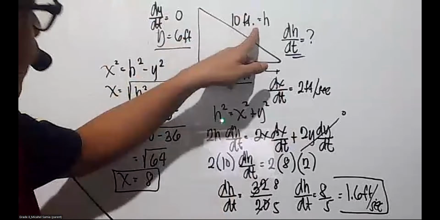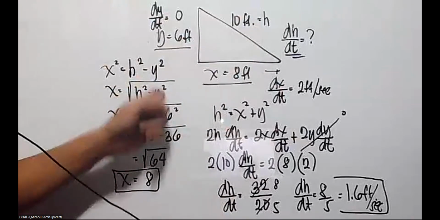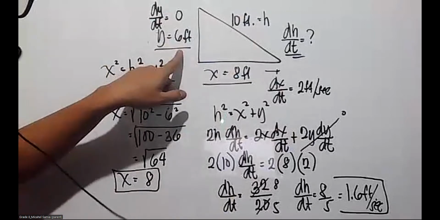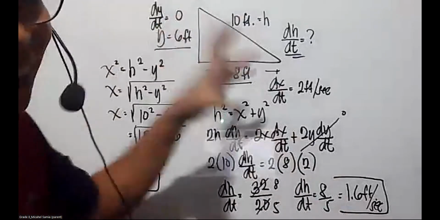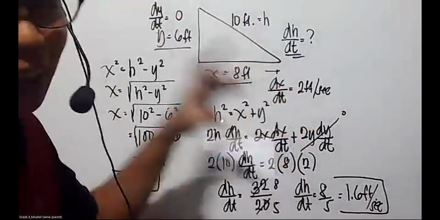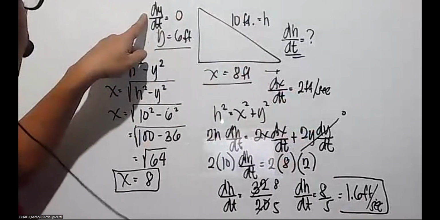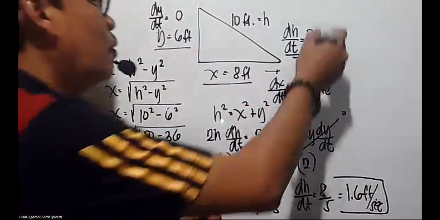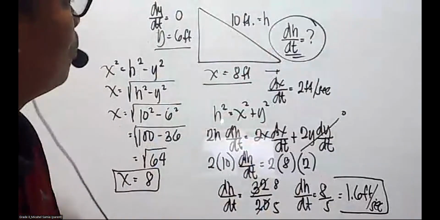So the first step is solving for the missing value of the triangle. We have 6 and 10. So we could solve x using the Pythagorean theorem. We got the value of 8. Now, the rate of change of y is equal to 0 since it does not increase. It's mentioned that it's not moving, it's not increasing. Therefore, its rate of change is equal to 0. Now, x is given at 2 feet per second. Now, we're looking for the rate of change of the hypotenuse.